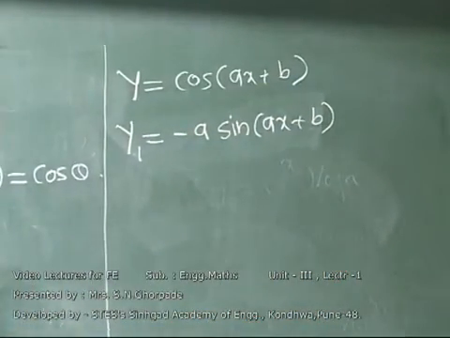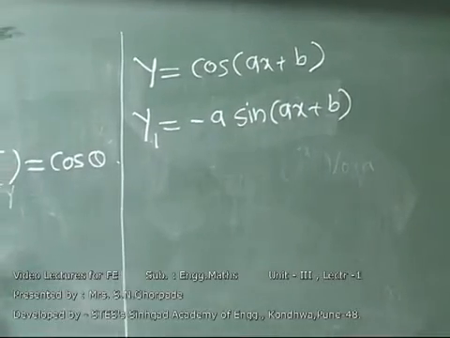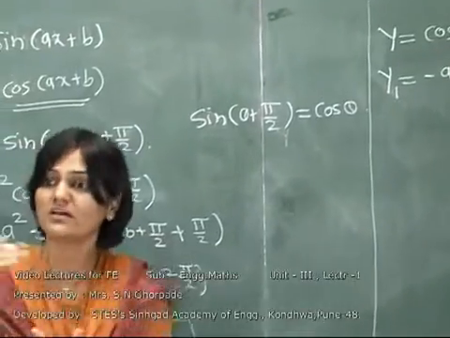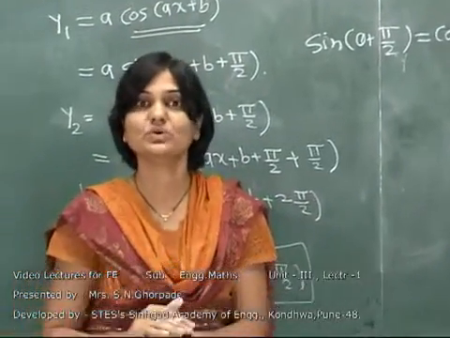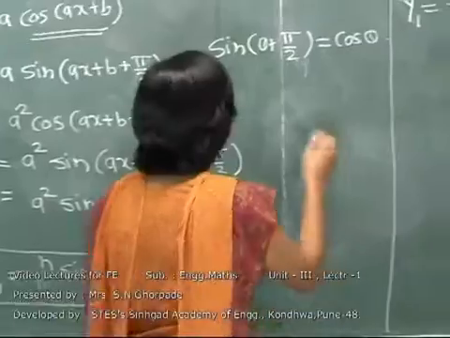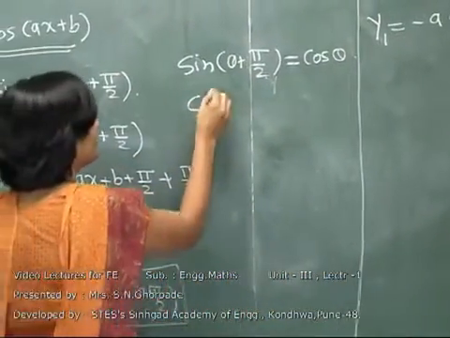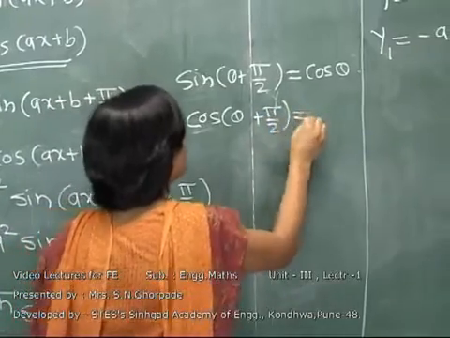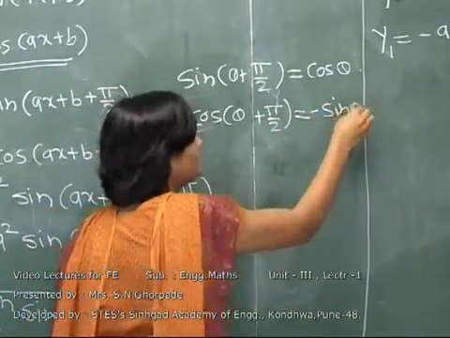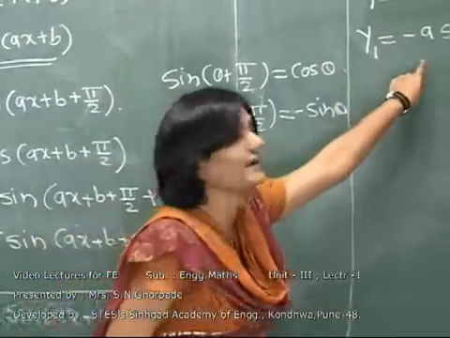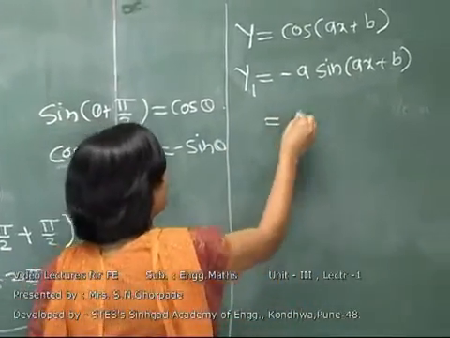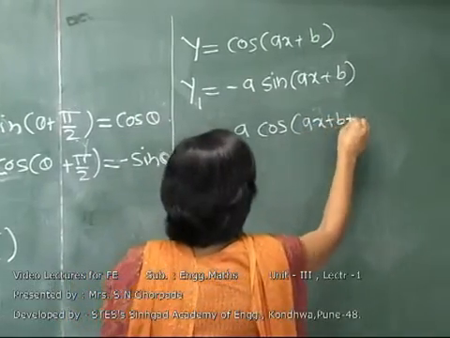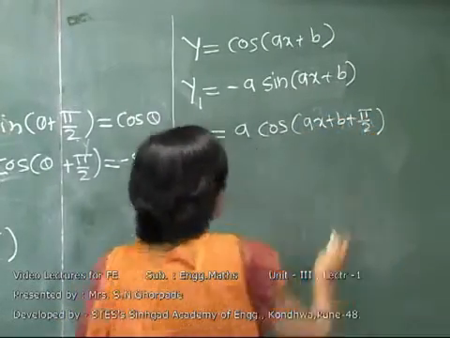Again here the case is, after cos we are getting sin. In the next derivative we'll get cos. So what is better? Convert this minus sin theta into cos theta. We know that cos of theta plus pi by 2 is minus sin theta. Hence we can write this y1 as a cos of ax plus b plus pi by 2.